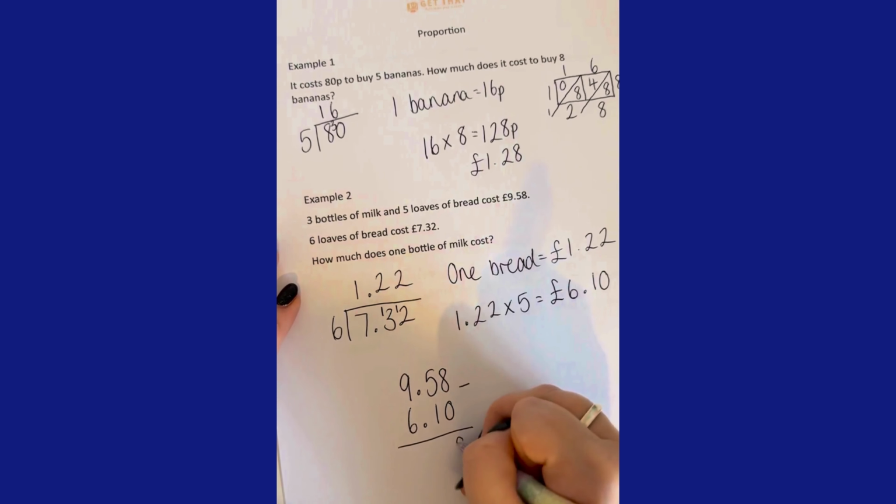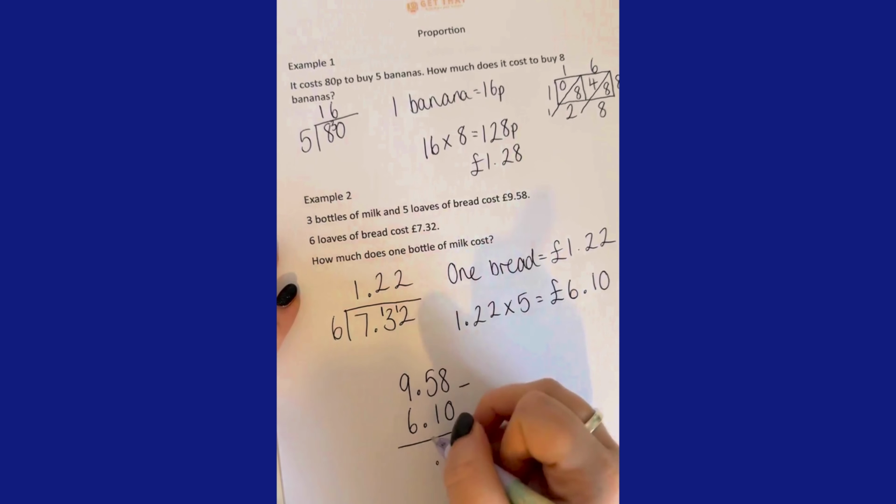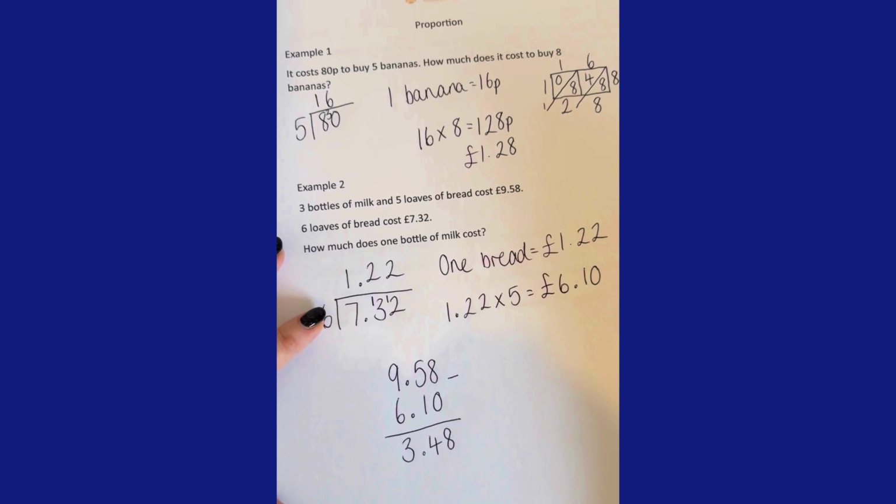8 take away 0 gets me 8. 5 take away 1 gets me 4. And 9 take away 6 gets me 3. Now this tells me then that 3 bottles of milk cost £3.48, and I'm trying to figure out how much 1 bottle of milk costs.